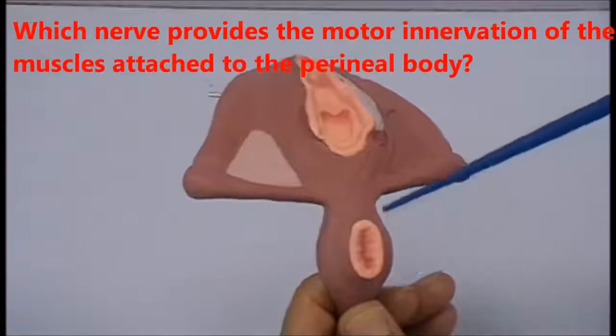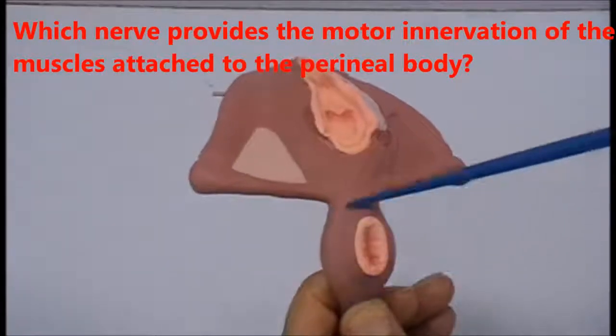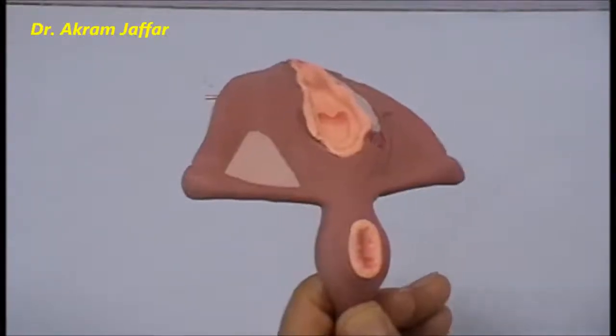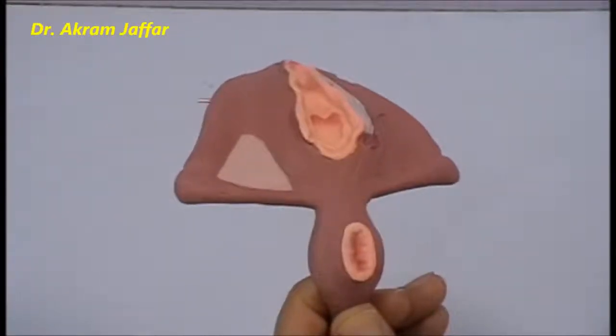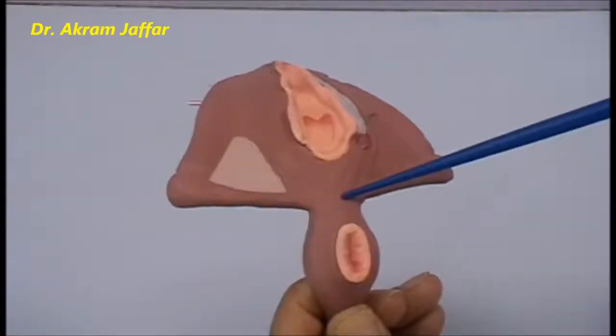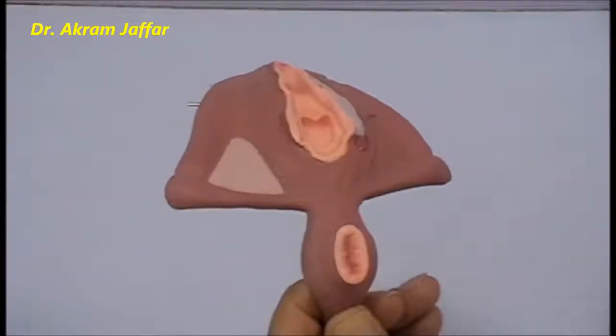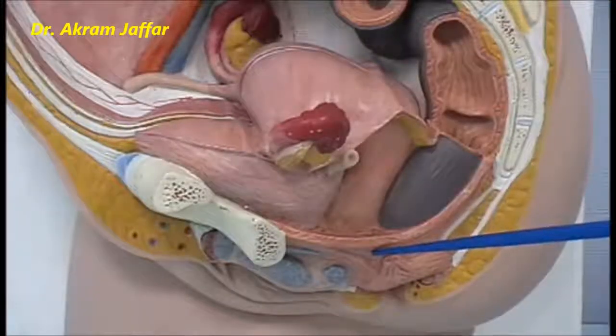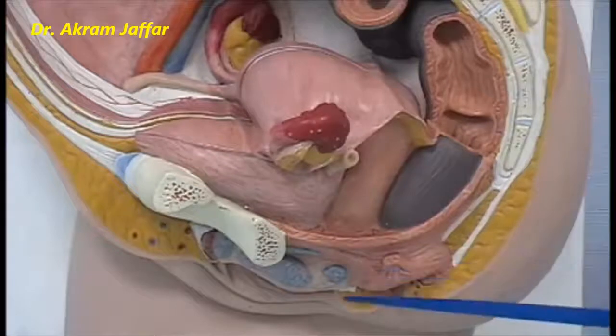But this one is an ellipsoid sphincter that anteriorly is attached to the perineal body and posteriorly is attached to the coccyx. Also, the perineal body receives some fibers of levator ani muscle. This is the levator ani muscle. Some of its fibers are attached to the perineal body here.